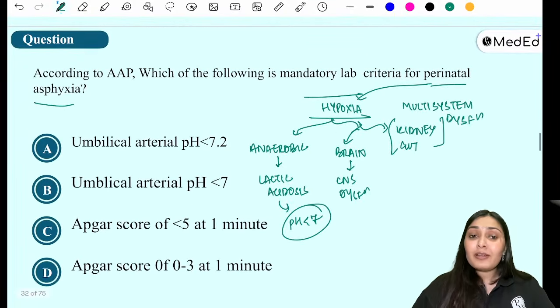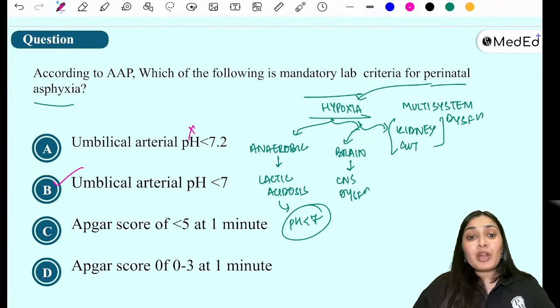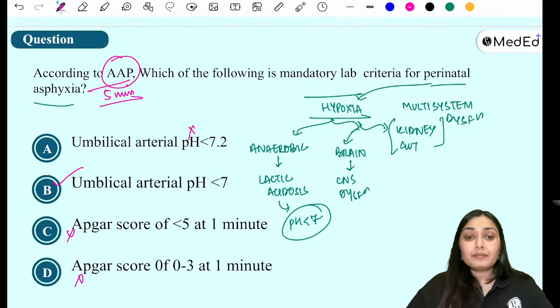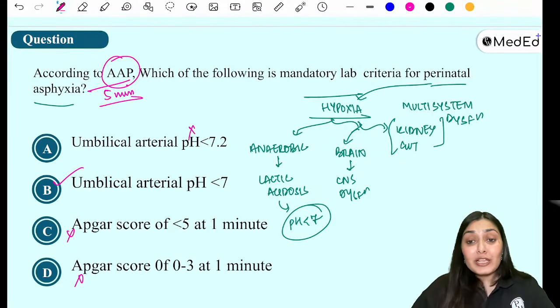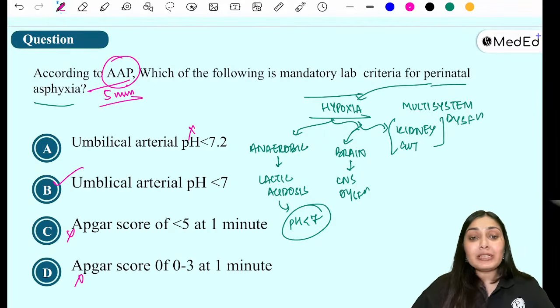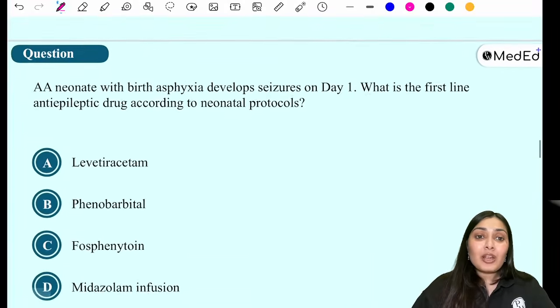So what do you think here would be the correct answer? Firstly, umbilical arterial pH less than 7.2. It's wrong. It should be less than 7. Option B, umbilical arterial pH less than 7, profound acidemia. This is correct. Option C, APGAR score less than 5 at 1 minute. Option D, APGAR score of 0 to 3 at 1 minute. So both are wrong because I know AAP uses at 5 minutes APGAR score. It is the NNPD definition that has 1 minute. Right? So the correct answer here is option B, umbilical arterial pH less than 7, profound acidosis. Right? With that, now let's move to the next question.